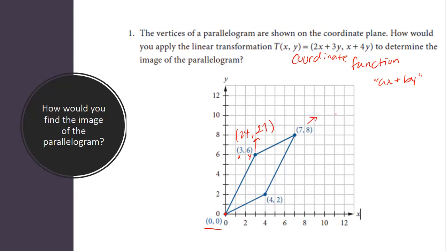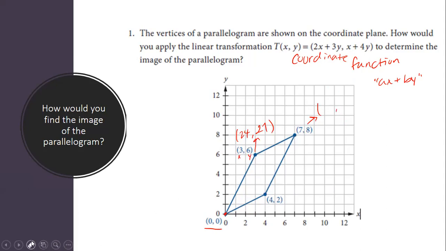And then I continue. What will be the transformation of this? 2 times 7 is 14. 3 times 8 is 24. What is 14 plus 24? These aren't trick questions, guys. I'm not trying to catch you slipping or anything. 14 plus 24 is 38.